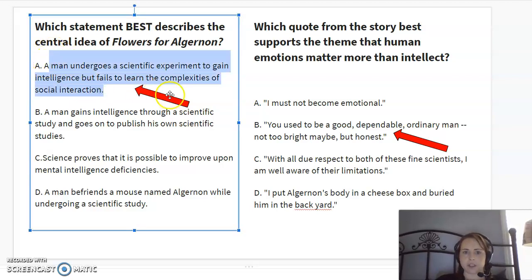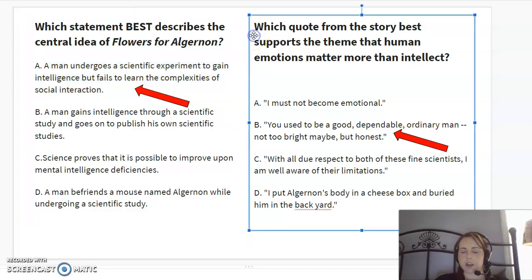A man undergoes a scientific experiment to gain intelligence. That's our summary statement, but fails to learn the complexities of social interaction. That's the point, the main thing that we're supposed to get out of the plot summary, what actually happened. Then when you look over here, which quote from the story best supports the theme that human emotions matter more than intellect? So this question here is giving you the theme. Human emotions matter more than intellect. So which quote from the story best supports that?